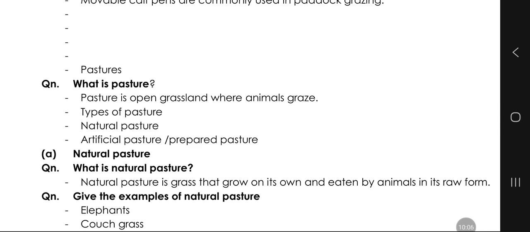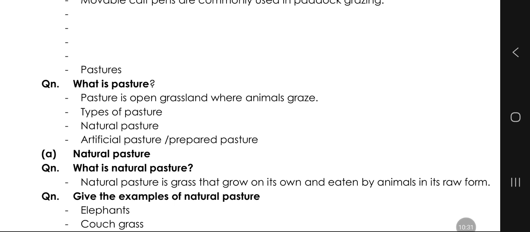So omuddo gwekuza gwokka ne zirya guli bwente nga tegulina kyagukozeeko yadde. That is what normally people do nga muli ewammwe. You normally feed the animals on natural pasture. The grass that is grown on its own and eaten by animals in its raw form. Hope I'm clear there.